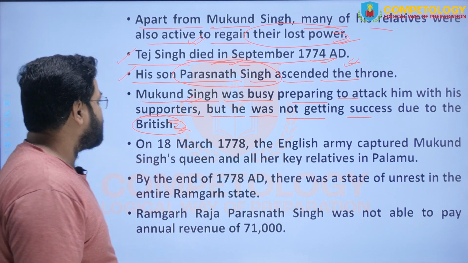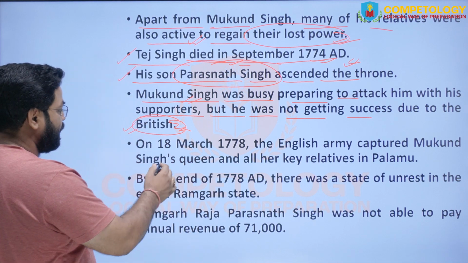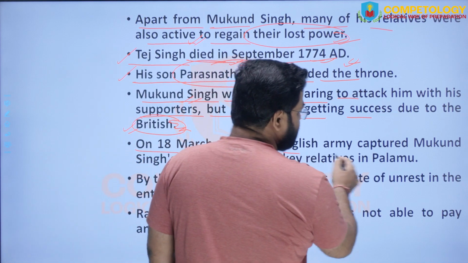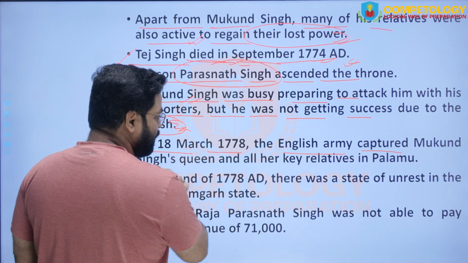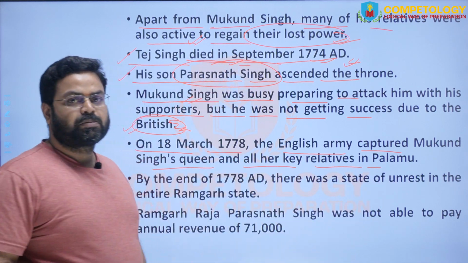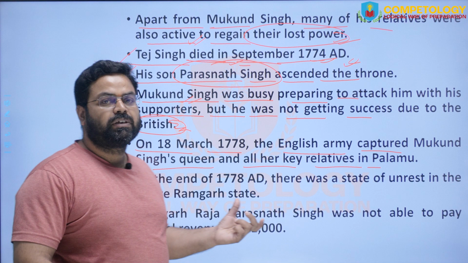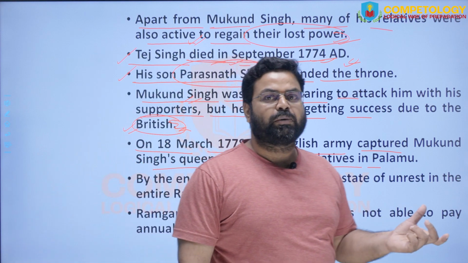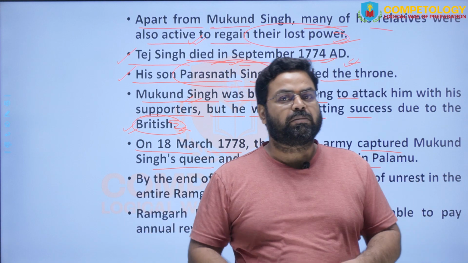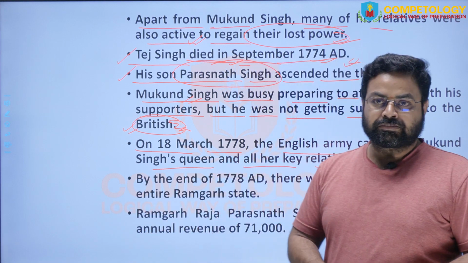So they were supporting Parasnath Singh, and on 18th March 1778, the English army captured Mukund Singh's queen and all his key relatives from Palamu. So basically, when Mukund Singh fled from Ramgarh, he had reached Palamu and was hiding over there. He had kept his family members and relatives also over there.